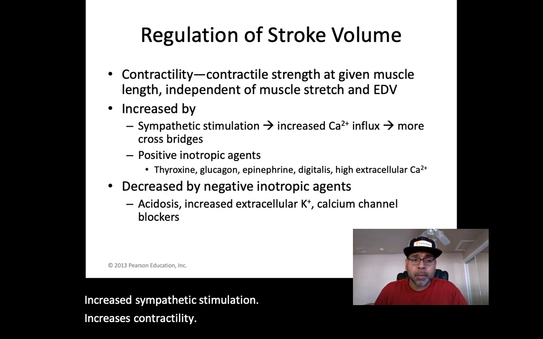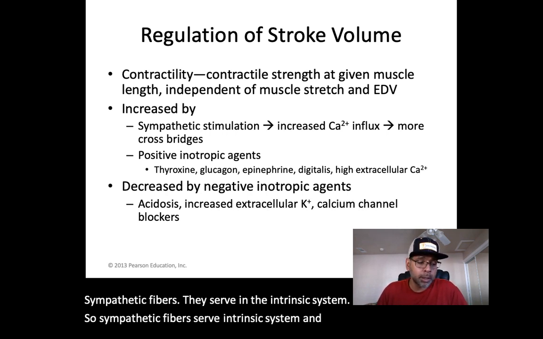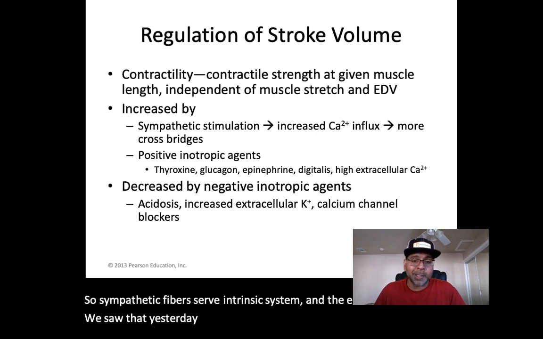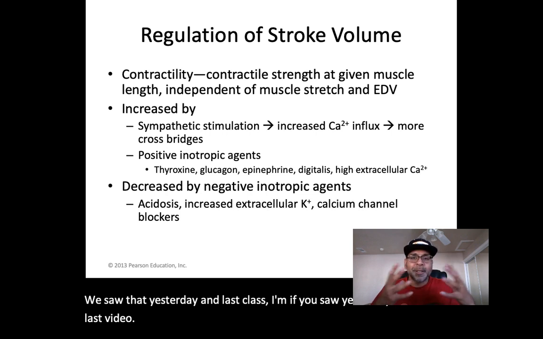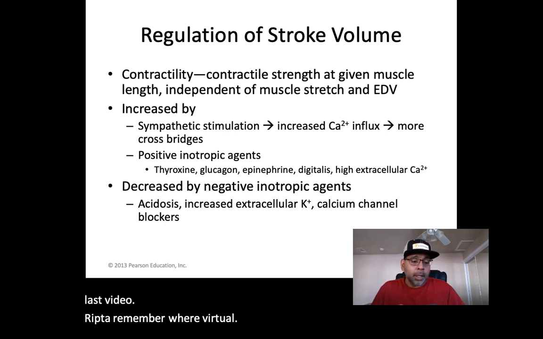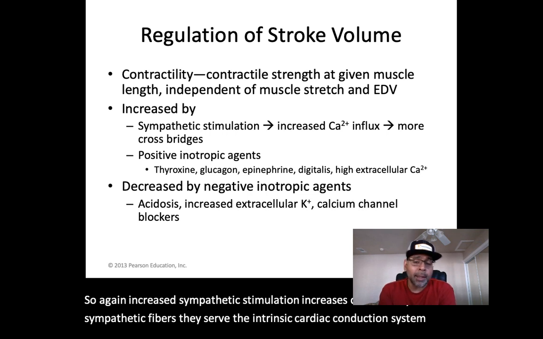Sympathetic fibers serve the intrinsic system and the entire heart. We saw that in the last class. I don't know if you saw it yesterday, but in the last video. I have to remember we're virtual. So again, increased sympathetic stimulation increases contractility. Sympathetic fibers serve the intrinsic cardiac conduction system we saw, and basically the entire heart.